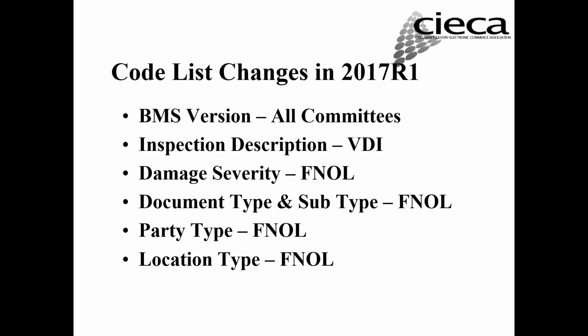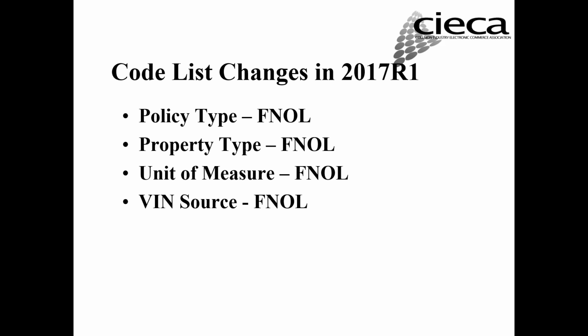Damage severity was a request of the FNOL committee. Actually, the next 4 are all for the FNOL committee. Document type and subtype for the new messages. Party type, discussed a couple slides ago, and location type. And they're not stopping there. Policy type was also a requested change by FNOL. Property type, unit of measure, and bin source.